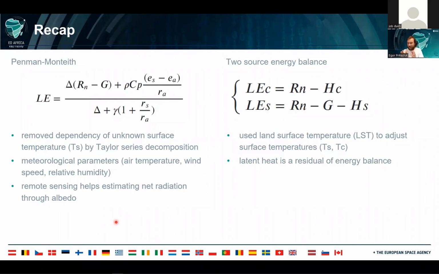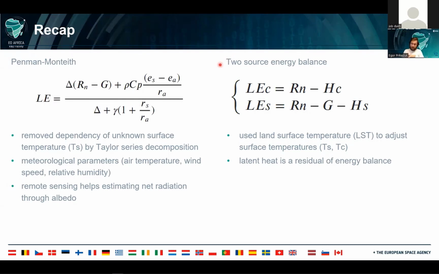One is accepted by the Food and Agriculture Organization, it's the Penman-Monteith equation, that removes the dependency on unknown surface temperature by Taylor series decomposition. And it uses meteorological parameters available at a nearby weather station or global climatological datasets. And remote sensing helps estimating in this formula net radiation through albedo and resistances through leaf area index.